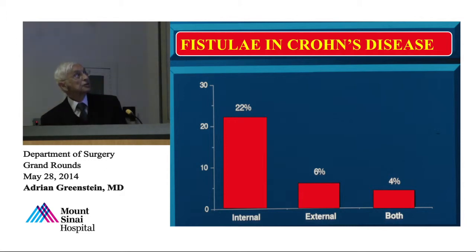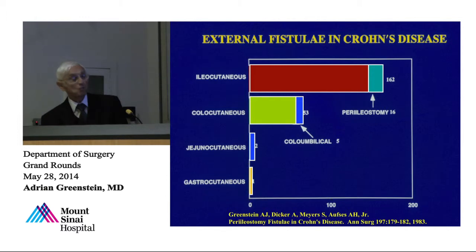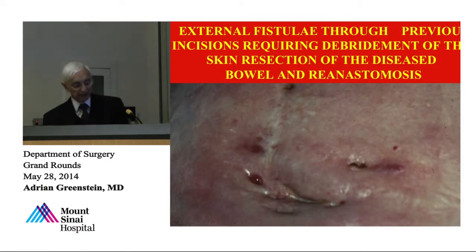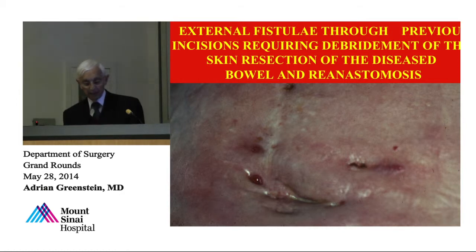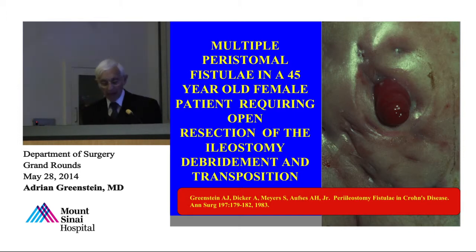These are external fistulae: iliocutaneous, colocutaneous. Jejunocutaneous and gastrocutaneous are pretty rare. And this shows some external fistulae where you have to do debridement and resection of the underlying bowel disease. This shows periileostomy fistulae, which we see quite a number of here, where we resect the ileostomy, transpose it to the other side, and do a debridement of the skin.